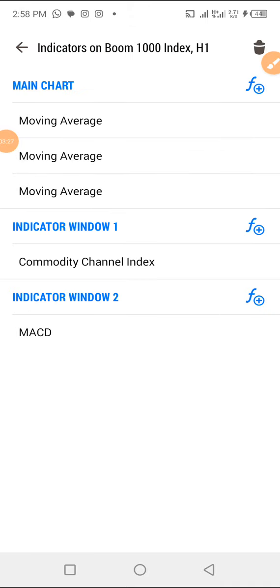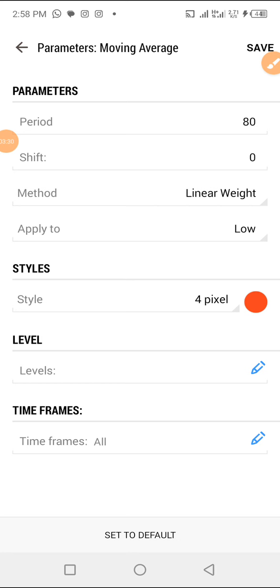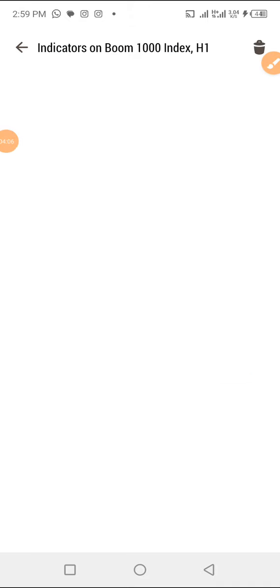Then the next one is moving average with a period of 80, shift 0, method linear weighted, apply to low. You can see it there. Then we'll use red. Then you click on save. While the third one is moving average with a period of 5, shift 0, linear weighted, then you still leave it on apply to low, but you change the style this time around. Is that clear? Then you click on save.